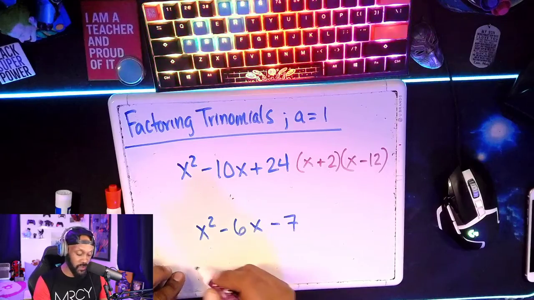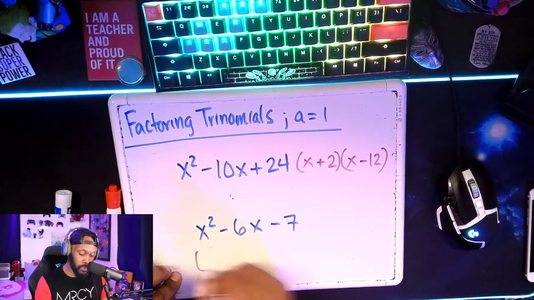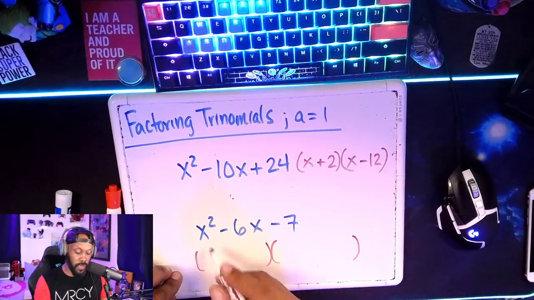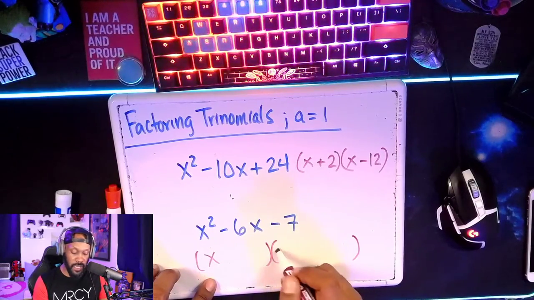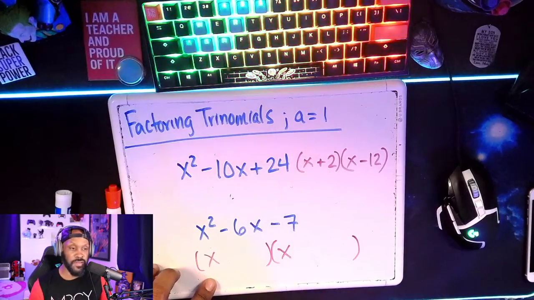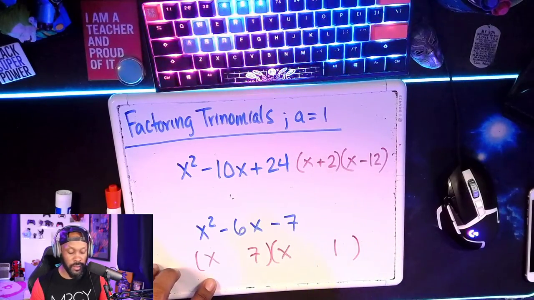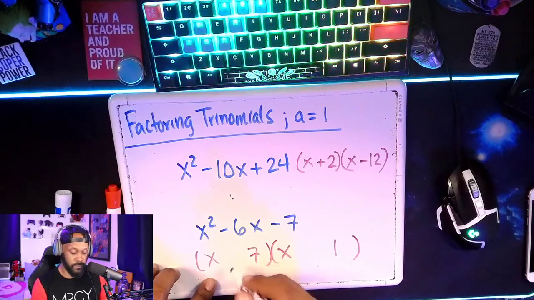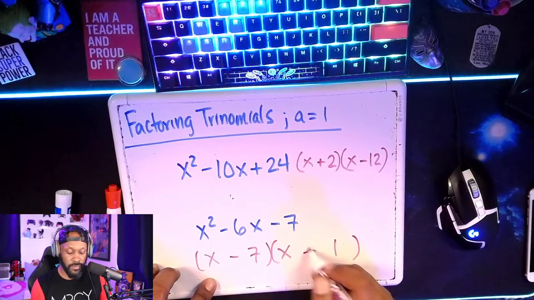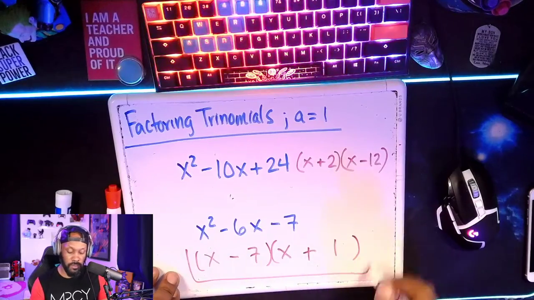Okay, let's try this last one here. Same thing, let's go. We know our first two terms, x and x. Factors of 7: 7 and 1. What are our signs? Negative 7 plus 1. You got it.